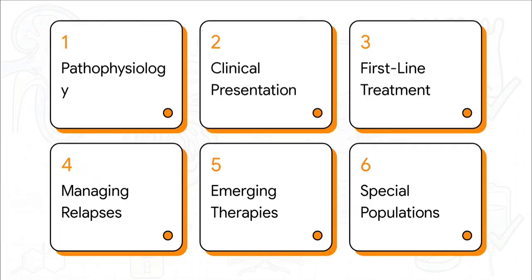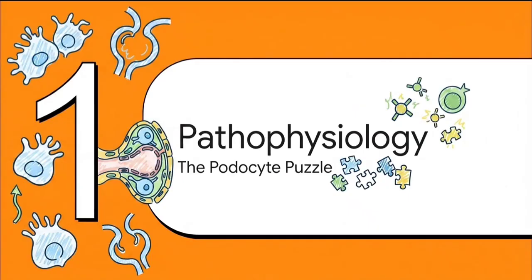Here's our roadmap for The Explainer. We'll start with pathophysiology, hit clinical presentation and diagnosis, and then cover first-line corticosteroid therapy. After that, we'll get into managing relapsing disease, explore those exciting emerging biologics, and wrap up with complications and special populations. All right, Section 1, Pathophysiology, the podocyte puzzle. What's actually driving this invisible damage?